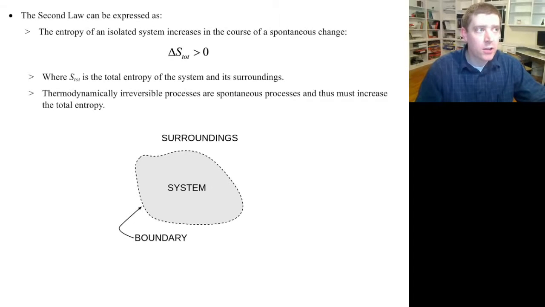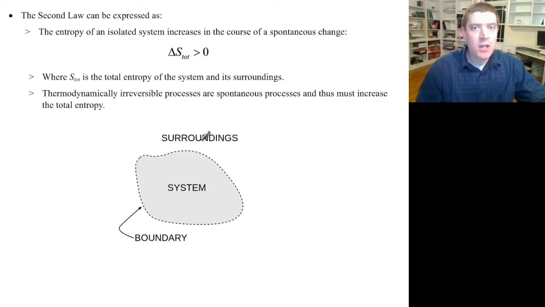All right. So we can also express the second law as the entropy of an isolated system increases in the course of a spontaneous change. And so we can label that this way with a change in the total entropy is greater than zero, where delta S total is the total entropy of the system and its surroundings. So if we have down here some generic system with a boundary between it and the surroundings, what we mean here is the entropy of the system plus the entropy of the surroundings, which really we mean the entropy of the universe.